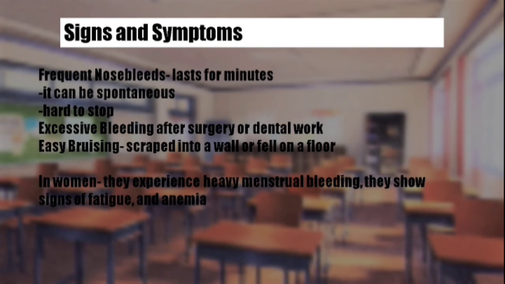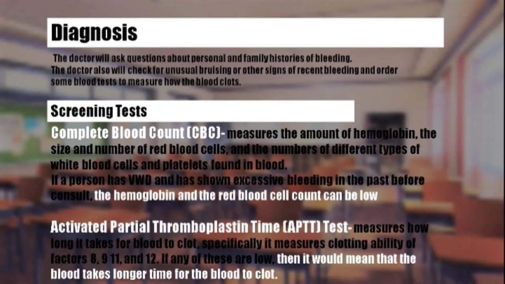Next, we have the diagnosis for the von Willebrand disease. The doctor will ask questions about personal and family histories of bleeding. The doctor will check for unusual bruising or other signs of recent bleeding and order some blood tests to measure how the blood clots. Screening tests such as CBC measure the amount of hemoglobin, the size and number of red blood cells, and the numbers of different types of white blood cells and platelets found in blood.